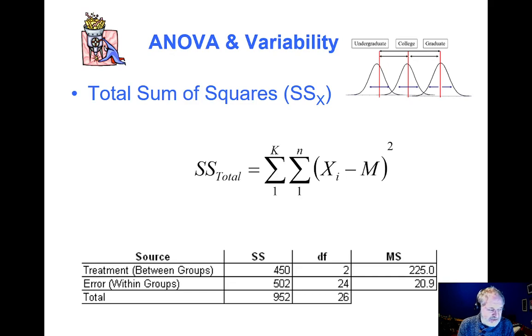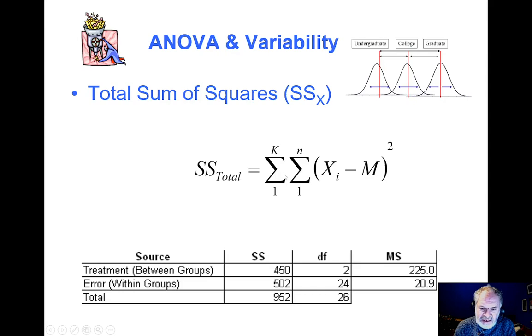I take each individual score, irrespective of what group they're from, and I subtract from it what we call the grand mean, which if I tally the scores for all 27 people, irrespective of what group they're in, and divide by 27, will give me the grand mean. So SS total, sum of squares total, is made up of each individual score minus the grand mean for the whole study, squared. Sum it all up.